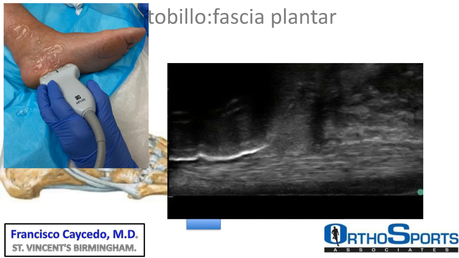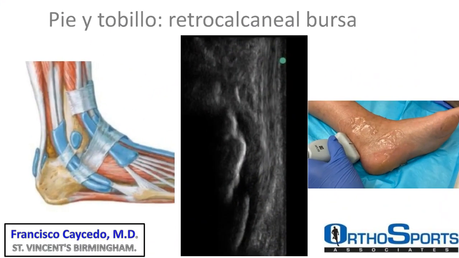And again, when you have pathology, especially if it's chronic, you see the thickness. These are signs of pathology, and you can start seeing some patchy anechoic signals, which also show you there is some disease in that plantar fascia.